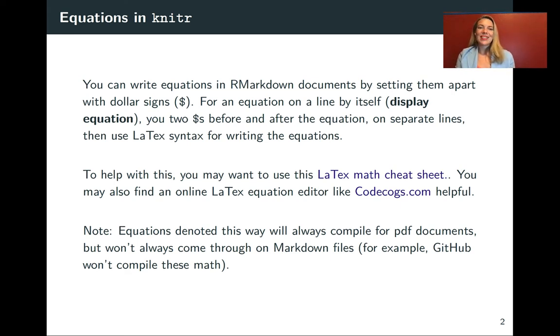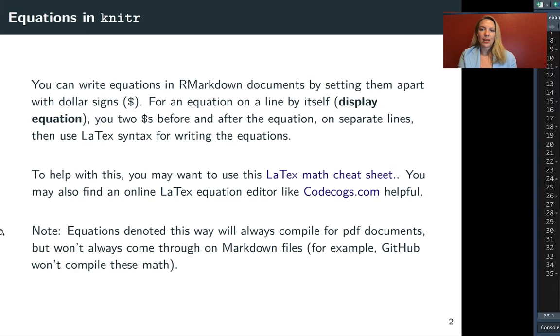Actually, one of the things that made LaTeX, which knitr is a little bit built on, so powerful was that it allowed for a really nice typesetting of math. You can include equations in R Markdown documents, and you'll be using LaTeX syntax for that. So I'll talk a little bit about that in a second. But to set them off, if you want an equation all by itself, you do what's called a display equation, and you do two dollar signs before and after and surround those by blank lines.